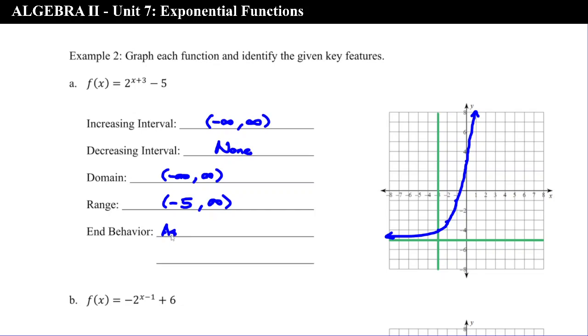And then for our end behavior, as x approaches infinity, f of x also approaches infinity. As x approaches negative infinity, we're getting closer and closer to -5. So f of x approaches -5.